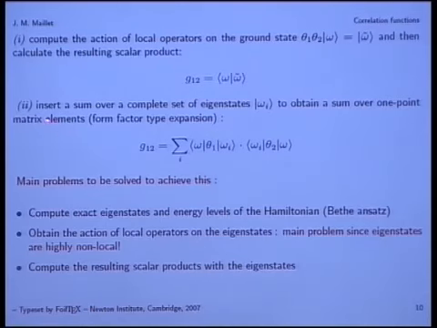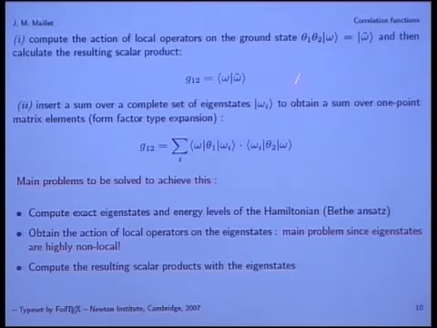Another way to compute it is to insert a sum over a complete set of eigenstates between the two operators. So you introduce the identity as a sum over the complete set of eigenstates, and then you are led to compute the one-point functions.